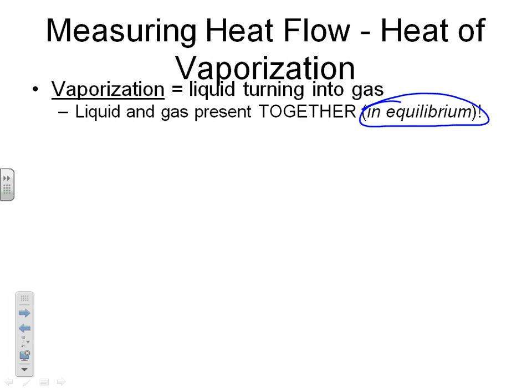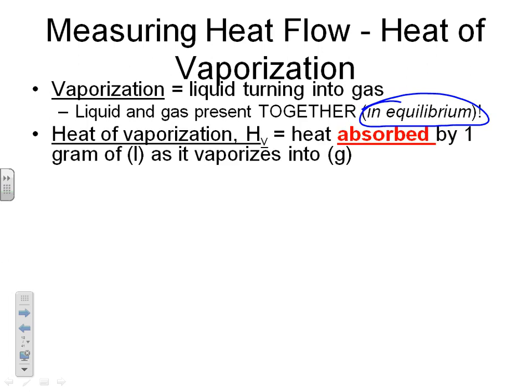You have both gaseous water and liquid water present together at the exact same time. Now, in order to boil something, you can talk about its heat of vaporization, HV. So this is like HF, only now it's HV because it's heat of vaporization. It's the heat absorbed by 1 gram of a liquid as it vaporizes into a gas. This is an endothermic process, and it's a constant value. It's always going to be the same for any given substance.